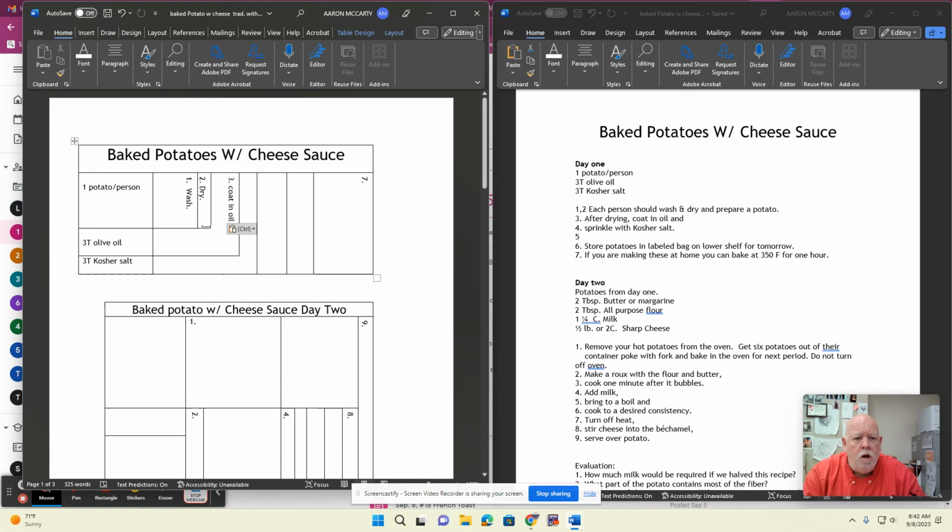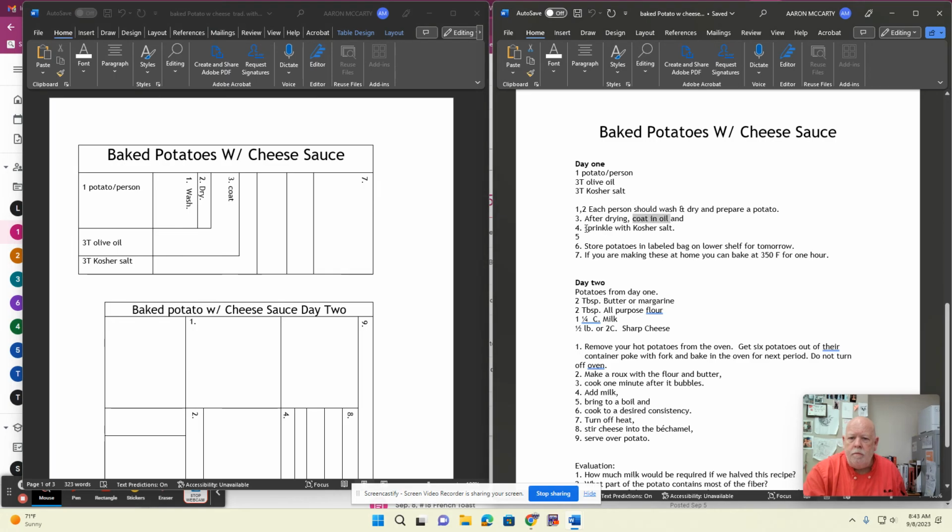Okay, notice here it says coat in oil. I don't need the word oil because the oil is right there. So all I need is the word coat. One of the reasons we do a graphic recipe is to eliminate repeating words all the time. So this is going to say coat. We're going to coat the potato in oil.